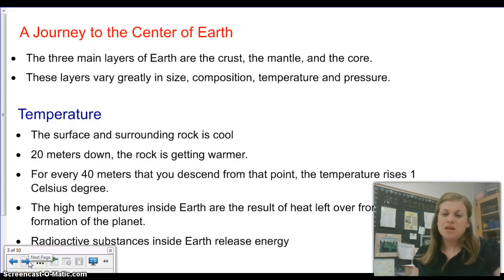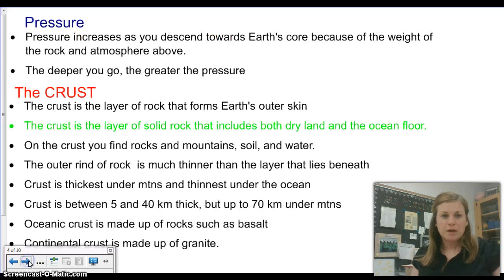Scientists believe that the heat is a result from the Big Bang Theory, from when the planet was created. So you have to understand that theory to understand where they're coming from to get that information. The high temperatures, they believe, are a result of this leftover formation of the planet.